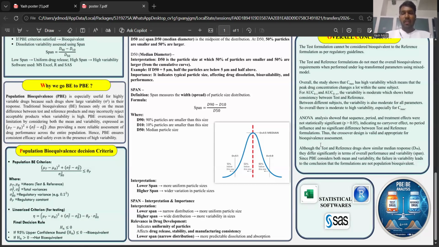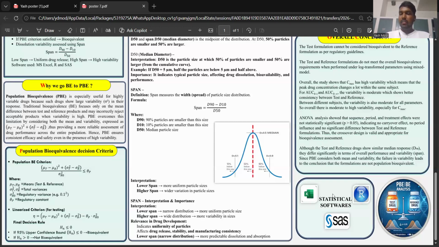And last but not least, the fifth objective says that although the test and reference drugs show similar median response, D50, they differ significantly in terms of overall performance and the variability, span. Since PBE considers both mean and variability, the failure in variability leads to the conclusion that the formulations are not population bioequivalent.